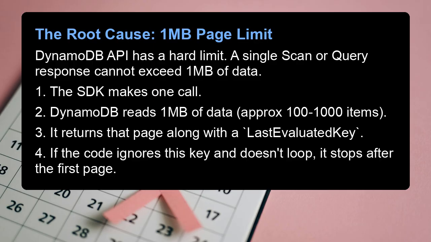The root cause: 1 megabyte page limit. DynamoDB API has a hard limit. A single scan or query response cannot exceed 1 megabyte of data. 1. The SDK makes one call. 2. DynamoDB reads 1 megabyte of data, approximately 100 to 1,000 items. 3. It returns that page along with a last evaluated key. 4. If the code ignores this key and does not loop, it stops after the first page.